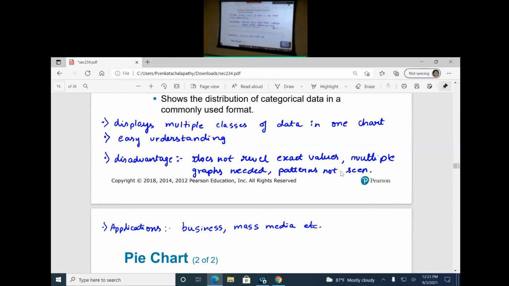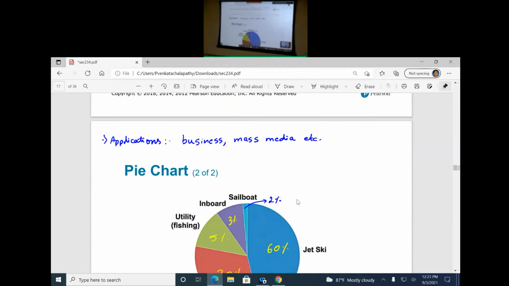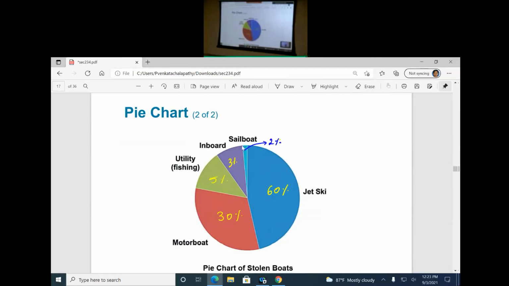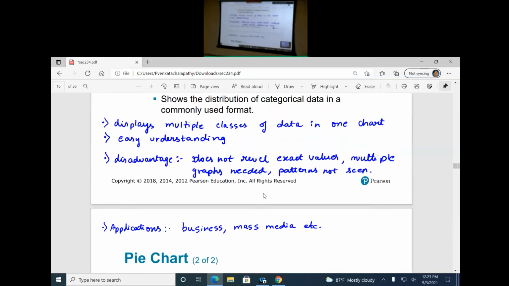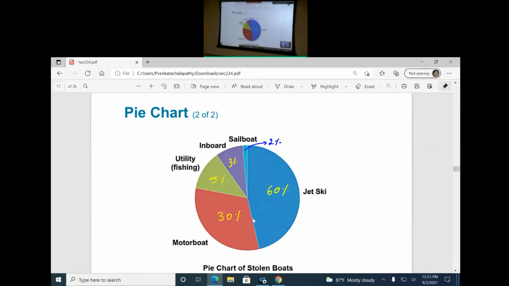And also you cannot see the pattern so easily. Now you cannot know by observing it whether it is increasing or decreasing. So that's kind of not seeing the pattern. But the only advantage is that it is easy to understand. I can easily understand the data present in the pie chart.